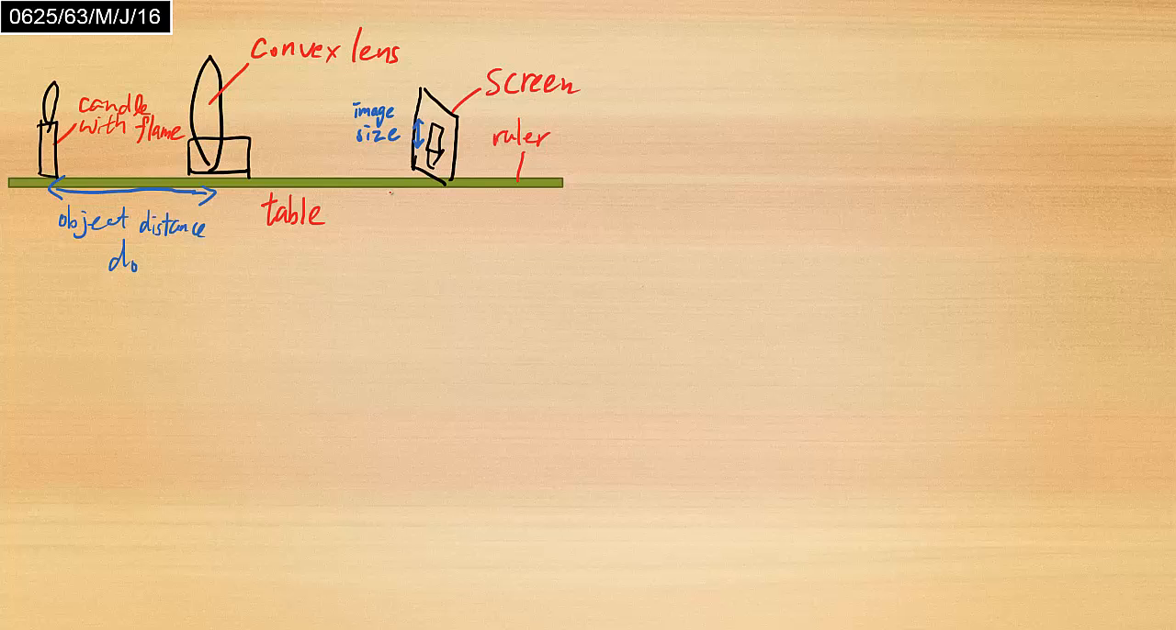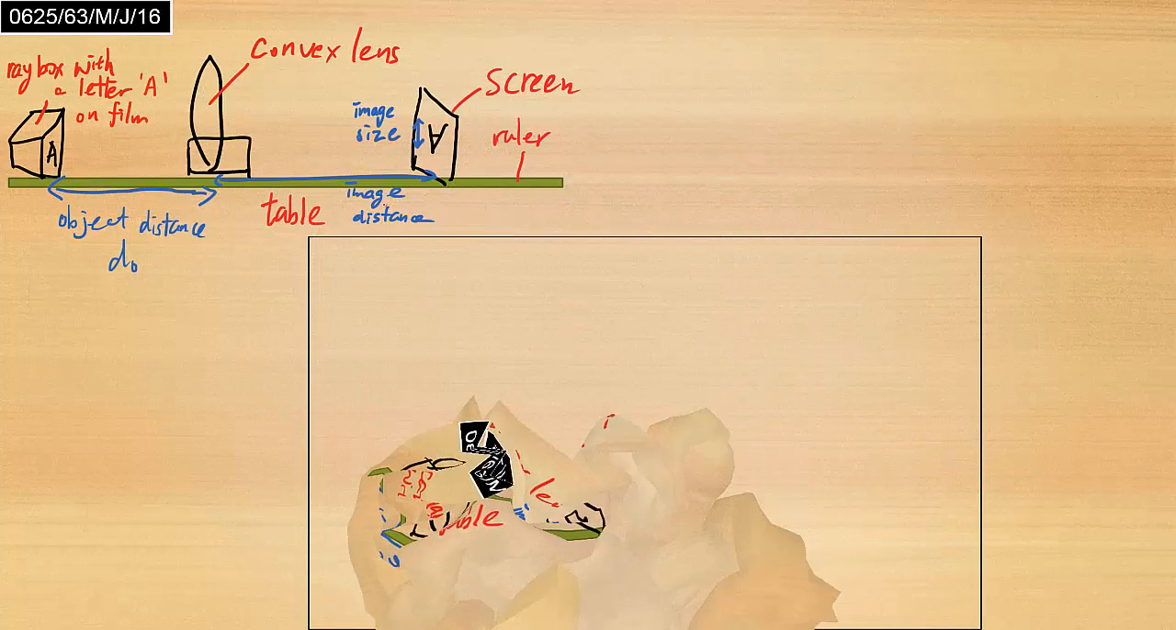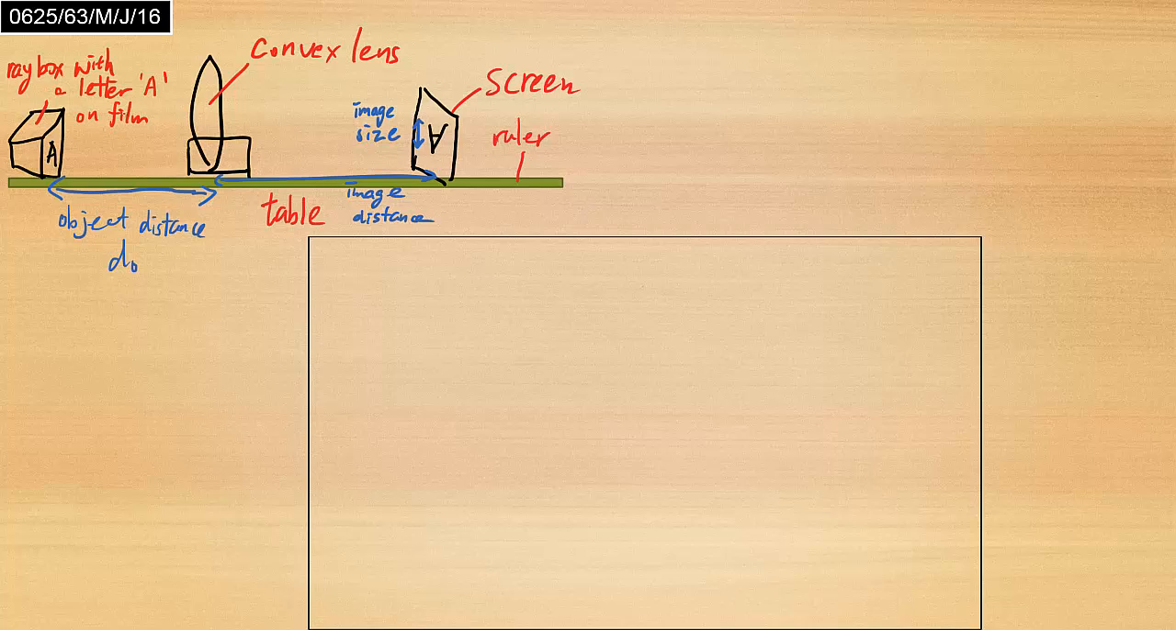So if you keep doing this experiment, the candle will naturally get shorter and shorter. So it would not be the best approach to use a candle, and therefore I trashed this and changed it to a ray box. And of course, using a ray box with a letter A or whatsoever on the film here would give us a stable object, and therefore the image size is much more reliable. So make sure when you draw your diagram, you think about whether or not it's practical.